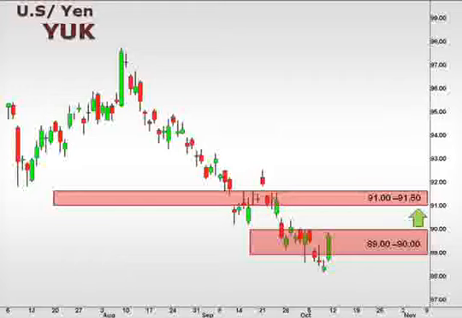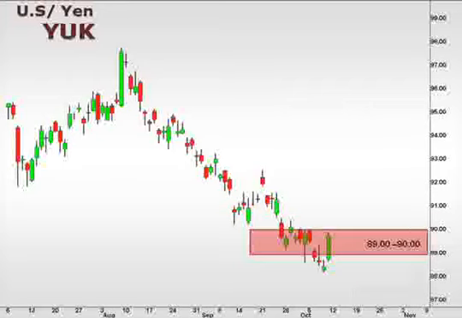If we do happen to see a pullback, which is a very distinct possibility after such a robust move on Friday, a break below 89 suggests a move down into this 87, 87.5 box.